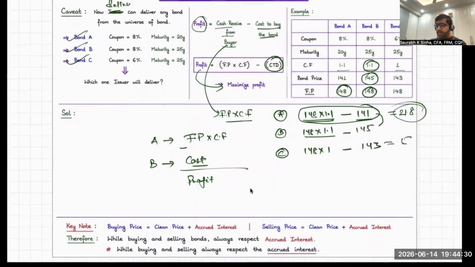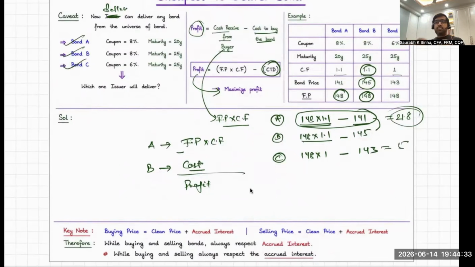Okay. So what is the mechanism to calculate what would be the cheapest to deliver bond? In a very simple one-liner, you always try to maximize the profit as a seller. You try to calculate what you will receive from the buyer, which will always be future price into conversion factor, and you subtract the cost to buy the bond in the market. Only one caveat you should remember: you should always add and subtract the accrued interest. Now, what is accrued interest? If you're going to buy or sell any bond between the coupon dates, then you have to pay the accrued interest.